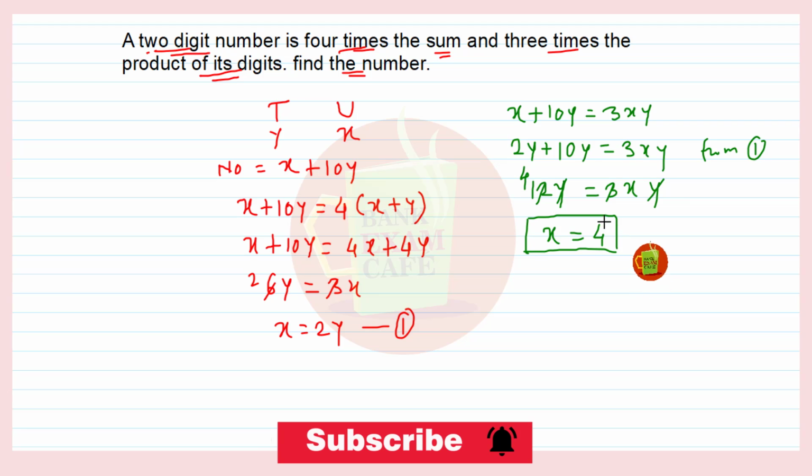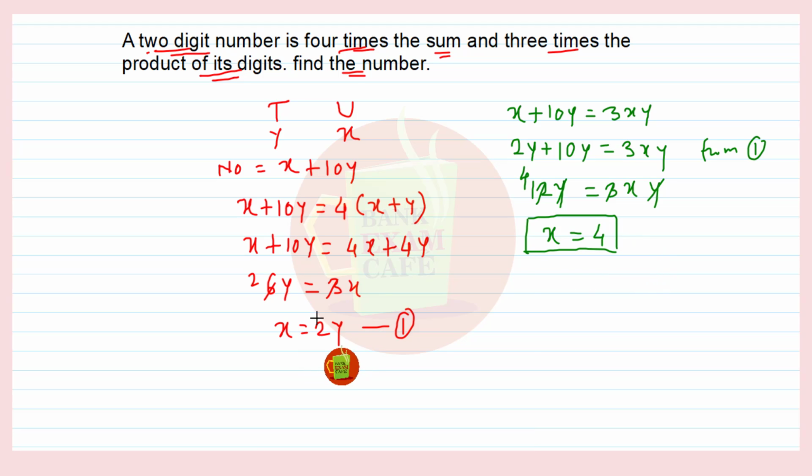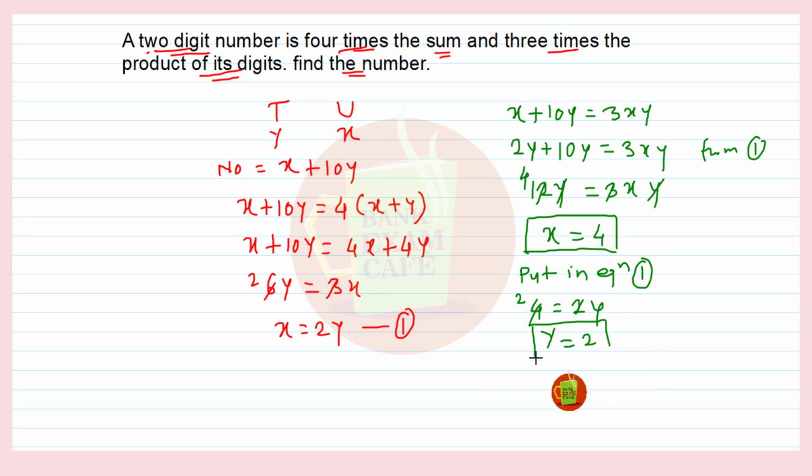Now put the value of x is equal to 4 here in equation number 1. So put in equation 1 to get the value of y. So it will be 4, so you will get 4 is equal to 2y. So 2 ones are 2, 2 twos are 4, and therefore y is equal to 2. Highlight this step because the marks will be allotted at this step also.